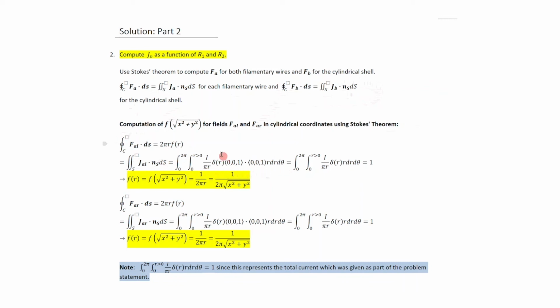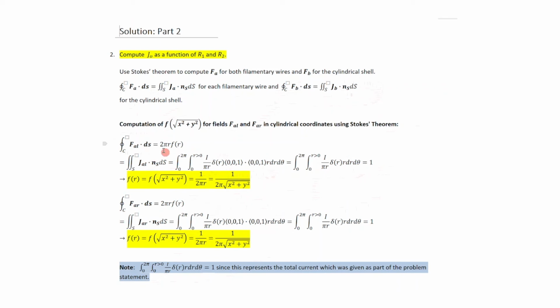All right, if we integrate this, recall that when you're integrating delta r from 0 to just greater than 0, and theta from 0 to 2 pi, this is equal to 1. So when we do this calculation, this is going to be equal to 1. And again, the total current flux, which this represents, was stated as being equal to 1. So this is the right-hand side.